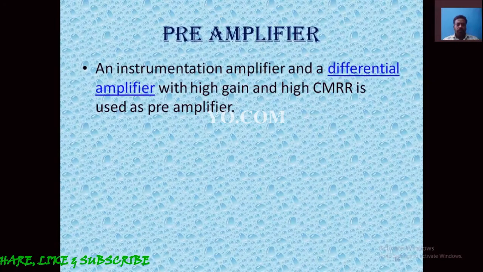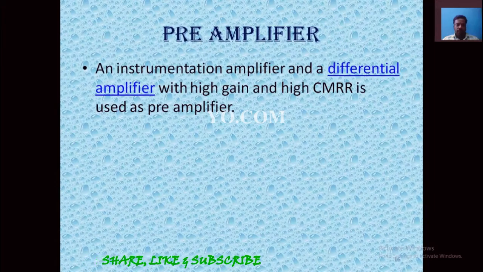Actually, the instrumentation amplifier and the difference amplifier are both the same, but the instrumentation amplifier has an extra buffer circuit that is used to match the impedance. So an instrumentation amplifier and a differential amplifier with high gain and high CMRR is used as a pre-amplifier. It is a high gain amplifier, it produces high CMRR and it reduces the noise.